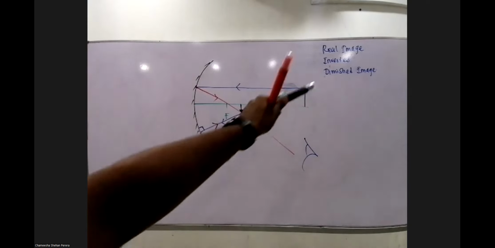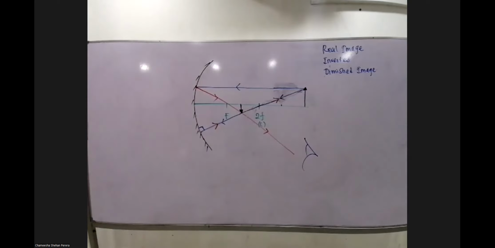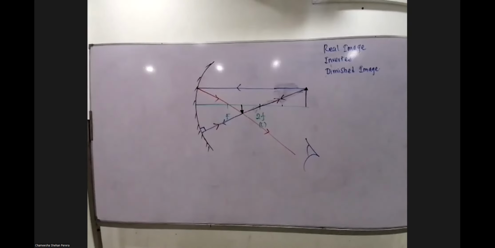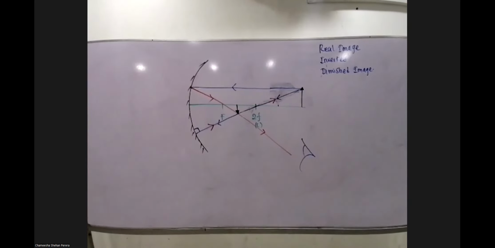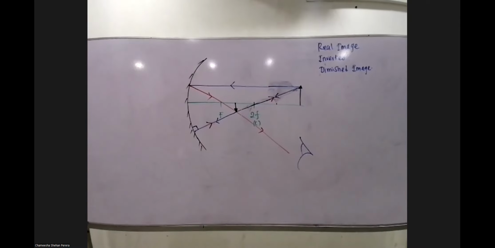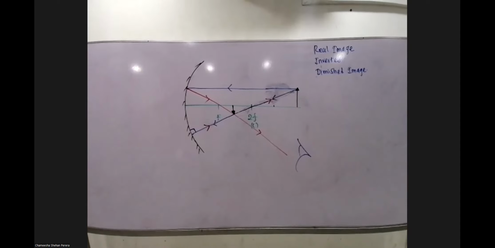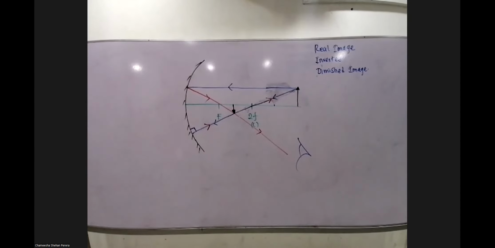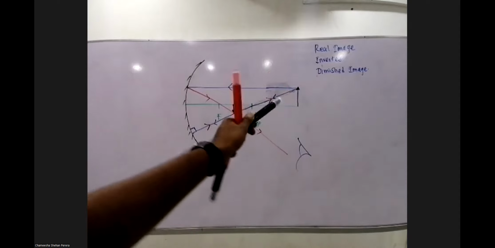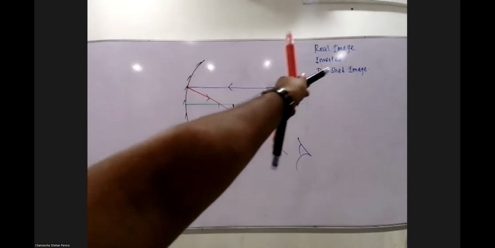Diminished image. Is it not clear to you what I wrote on the board? Upe, is it not clear to you? Shanuki, is it not clear to you what I write on the board? Yeah, it's clear, sir. Okay. So the word is diminished.